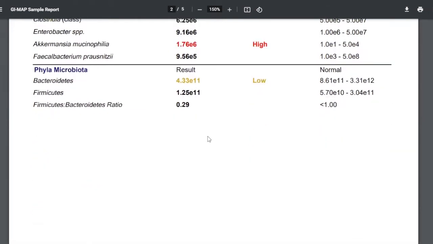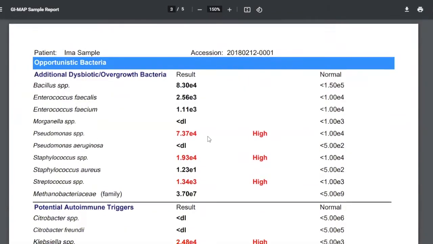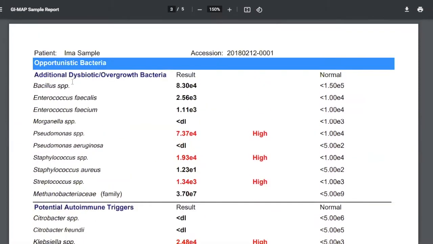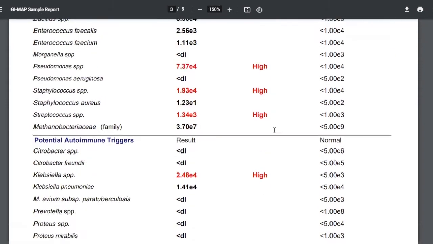And then what ends up happening is, you can see from the next page, these are opportunistic bacteria, and they should be below certain numbers. And so as long as your beneficial bacteria is in proper ratio, it's going to keep the opportunistic bacteria in bay. But as you can see here, the top section, which says additional dysbiotic overgrowth bacteria, out of line, then it's going to create a disturbance or a dysbiosis in the gut.